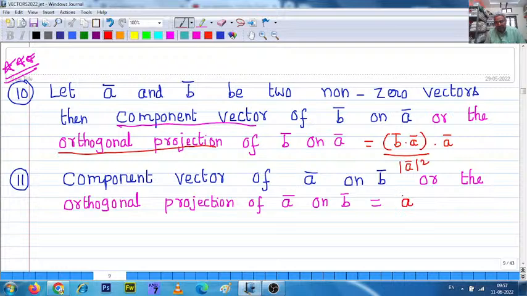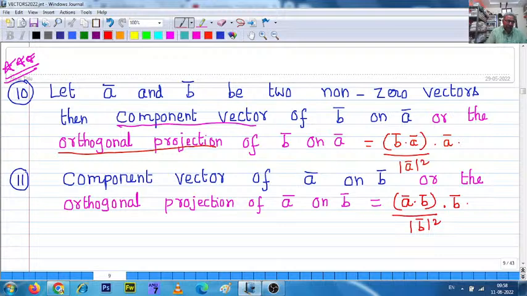So this is A dot B upon mod B whole square. This will be the scalar multiplied with B bar. You need to write it. I hope it's very clear to you. So you always remember, component vector means vector quantity, orthogonal projection also vector quantity. You remember, my dear students, like this: orthogonal projection, component vector is a vector quantity, not a scalar quantity. So I hope it's very clear to you.